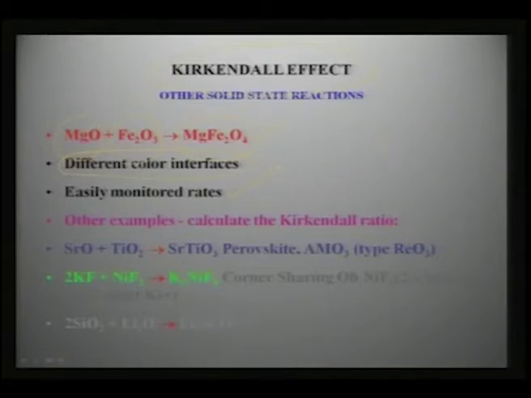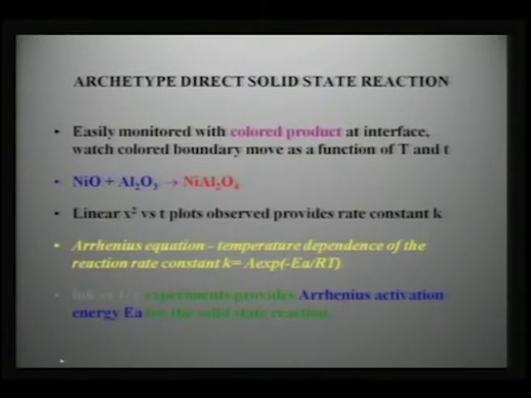And there are other examples of such processes, and we can calculate the Kirkendall ratio. For example, reaction involving strontium oxide and TiO2 gives you SrTiO3, and we can take 2 KF plus NiF2, which gives K2NiF4 type of structure, and so on. So we can also try to monitor based on the colored interfaces. There are other examples to that end, easily monitored with a colored product at such an interface.